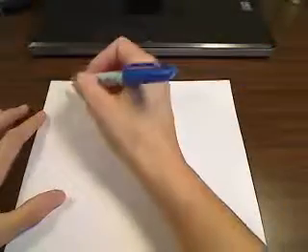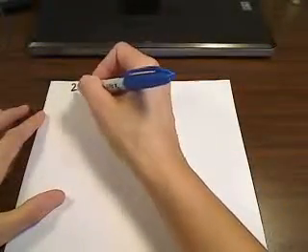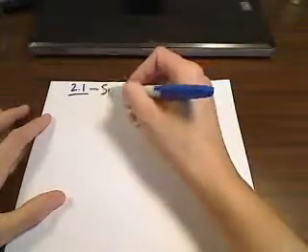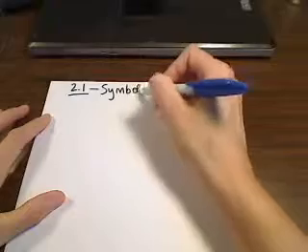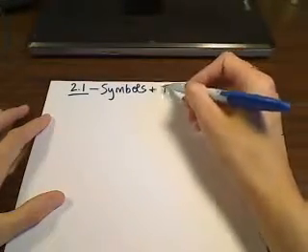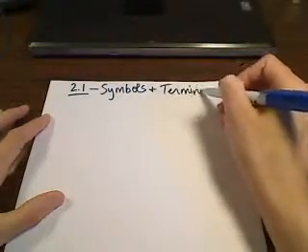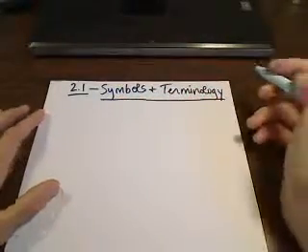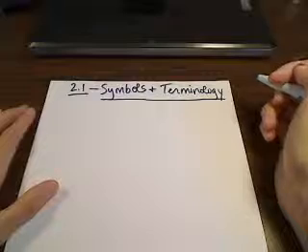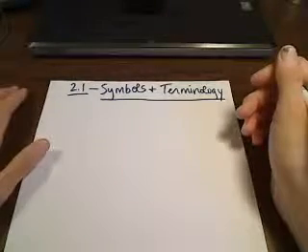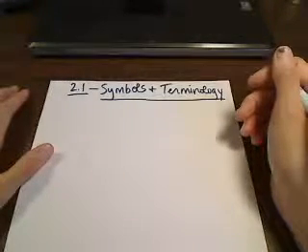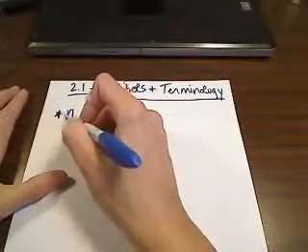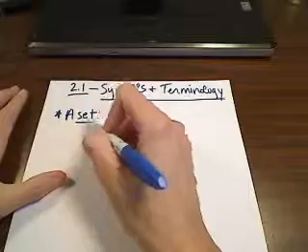Okay, so this is a lecture for section 2.1 in our book, and that section title is Symbols and Terminology. And most of this lecture is truly that, just getting used to the symbols and terminology that we're going to be using in this chapter. Okay, so the first thing that we want to start with is defining a set.